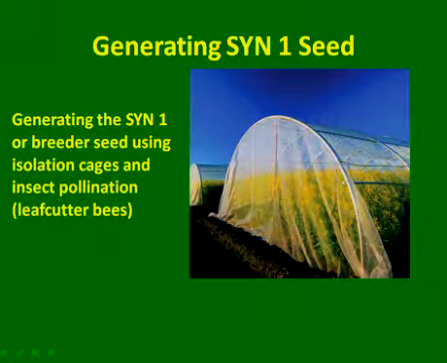Generating SYN1 seed. So here's an example of generating the SYN1 seed, or the breeder seed, using isolation cages and insect pollination. And a good example of an insect pollinator would be a leafcutter bee.